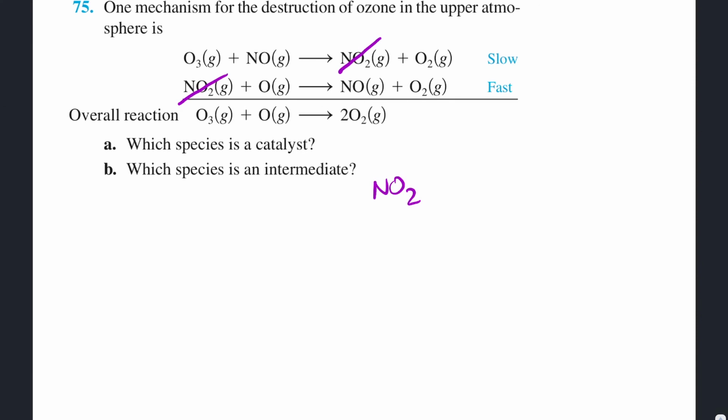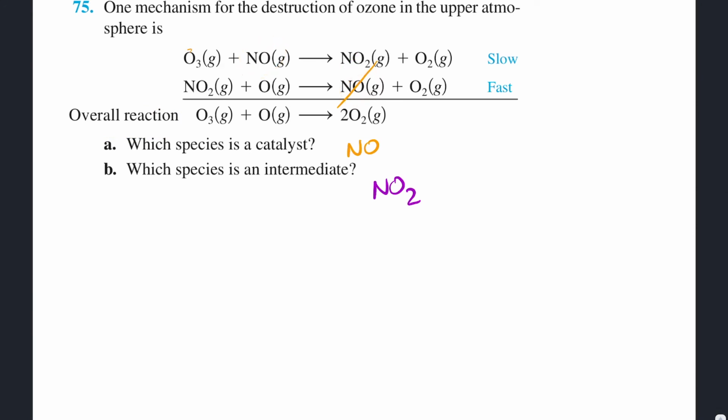So what are the two things that are present in the beginning? Well, I have this O3. Does it cancel with anything at all? It doesn't. So that's not going to be a catalyst, because O3 is present at the end, and I said that a catalyst is not present in the overall reaction. So we see here that the nitrogen monoxide, NO, is present in the beginning, and it is subsequently present at the end. And because they're on opposite sides of the arrow, they cancel, and they're not present in the overall reaction. So my catalyst would be the nitrogen monoxide that we see here.